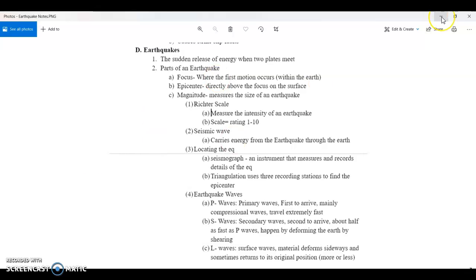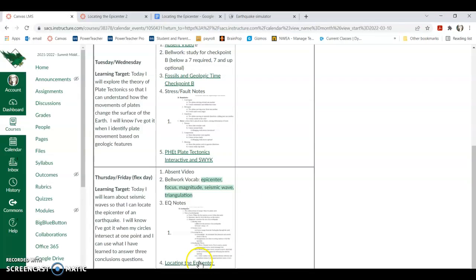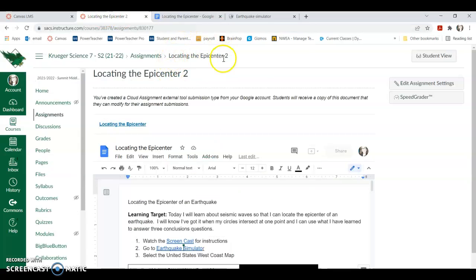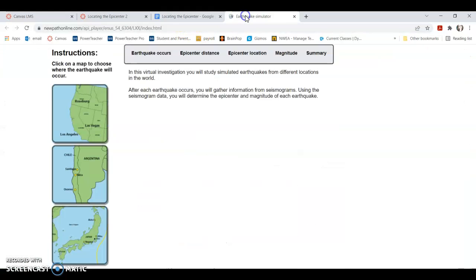Okay, those are your notes for the day that you're adding, so go ahead and open up that picture and get them typed in. Your assignment is to work on the locating the epicenter Google Doc, and we're going to be using an earthquake simulator that looks like this.